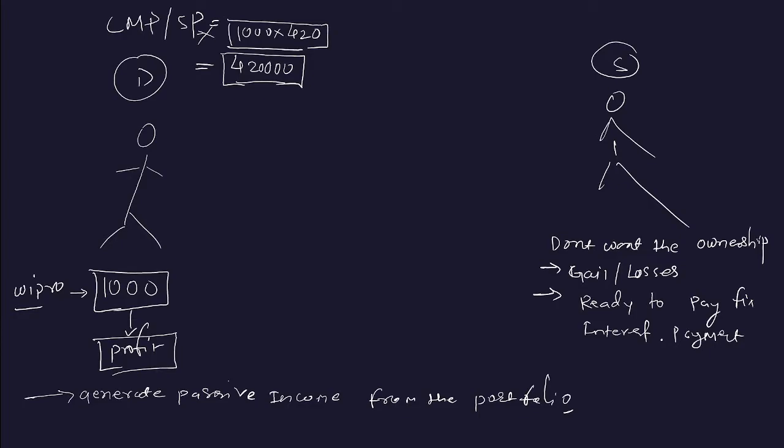And Suresh is also looking for Wipro stock, but Suresh doesn't want to hold the securities. Suresh is looking for just an exposure. Exposure means gains and losses from the security. Let's assume this: Suresh is ready to pay a fixed amount of 20,000 to Dinesh.